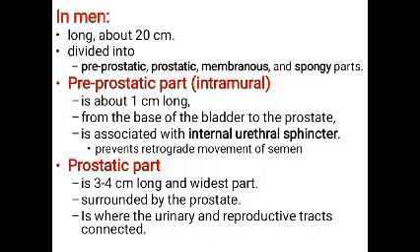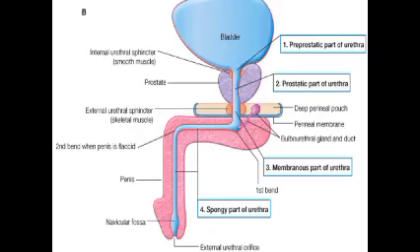In men, the urethra is about 20 cm long, divided into pre-prostatic, prostatic, membranous, and spongy parts. The pre-prostatic part, intramural, is about 1 cm long from the base of the bladder to the prostate and is associated with the internal urethral sphincter, which prevents retrograde movement of semen. The prostatic part is 3 to 4 cm long and the widest part, surrounded by the prostate, where the urinary and reproductive tracts are connected. The diagram is just like this.